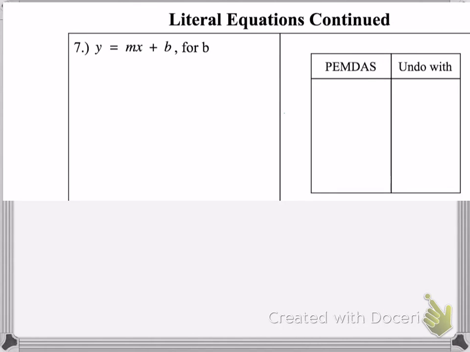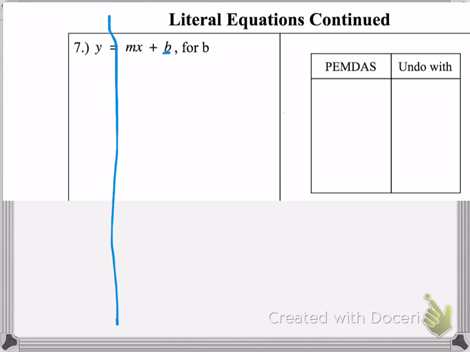Hello, this is video part B of literal equations. This is just all more examples for you to help get a better feel for these literal equations and make sure you're understanding them very well, because not all of them are going to look exactly the same. So here we go. I'm going to start with my line.